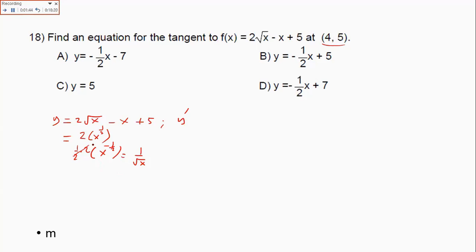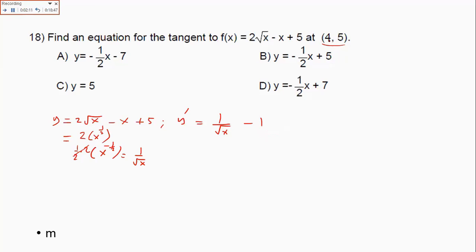Anybody have any question on the first term? So the first term will give us what? 1 over square root of x, the derivative, minus 1, right? Everybody? Yes. Okay. So we want to find the derivative.